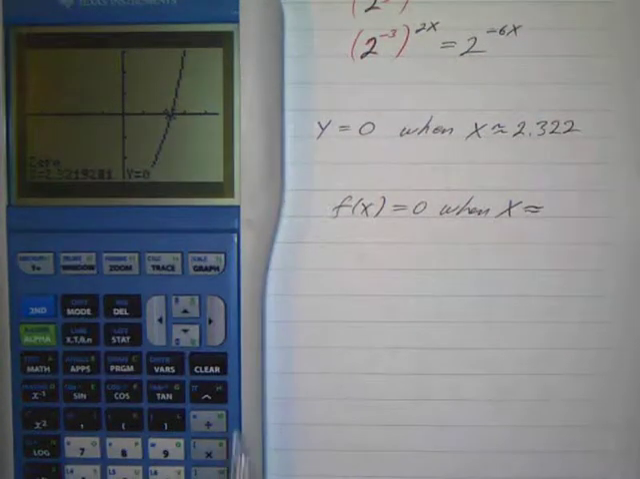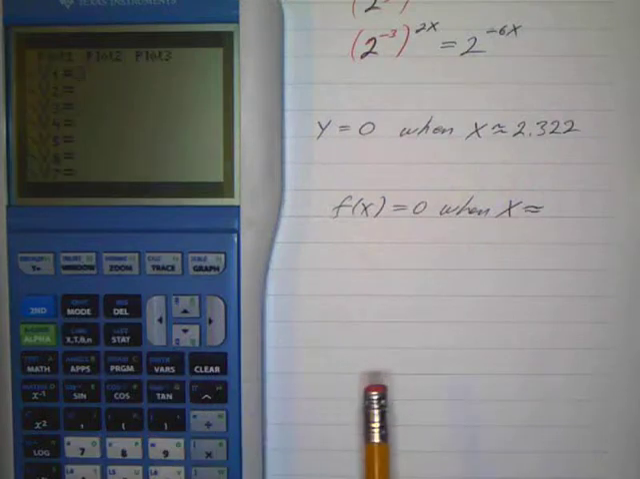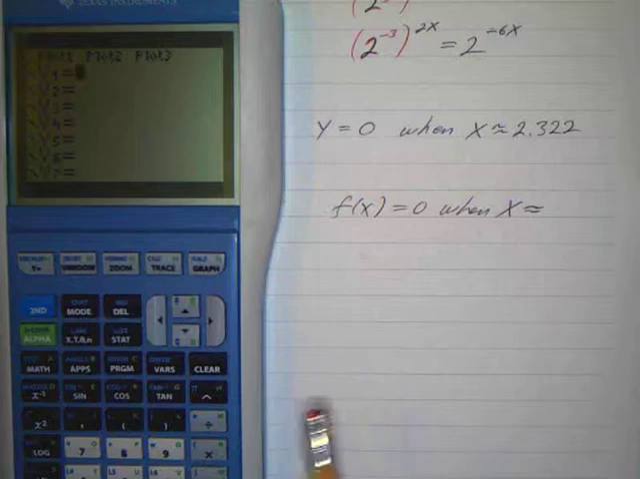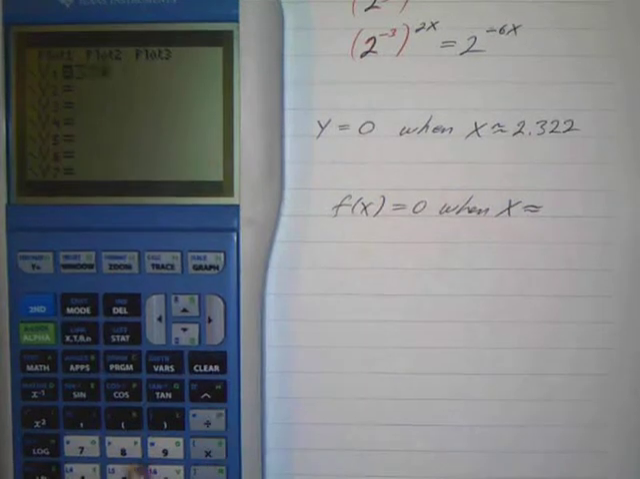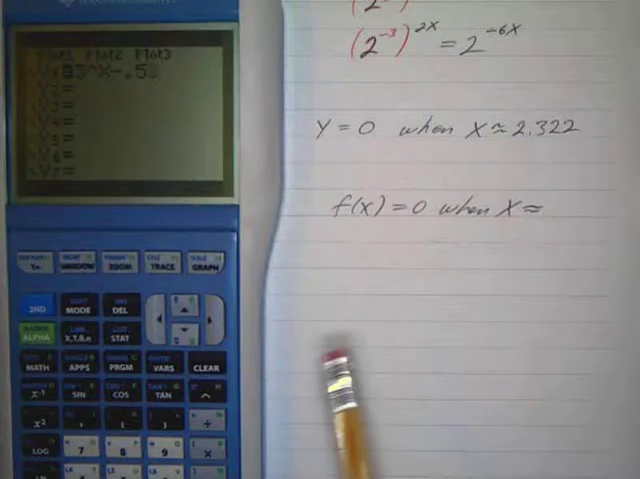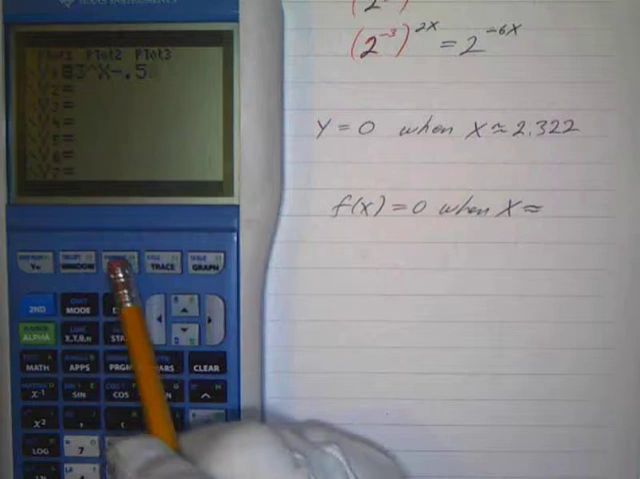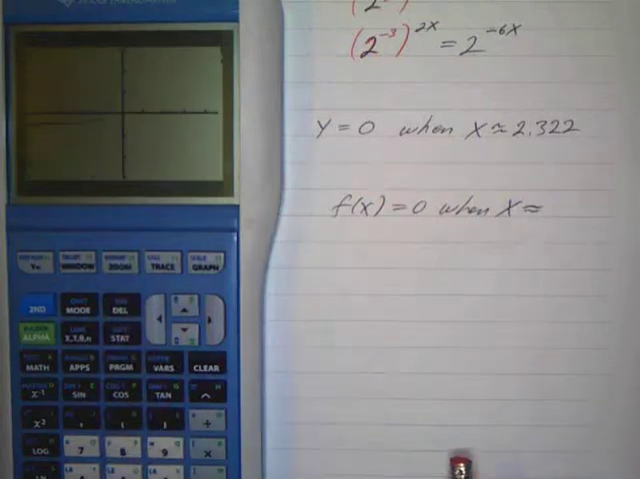So I'll go back up and clear that, and this is going to be 3 to the x, 3 caret x, minus 0.5. And then we can just graph that and zoom, hopefully zoom before it works. And there we go.